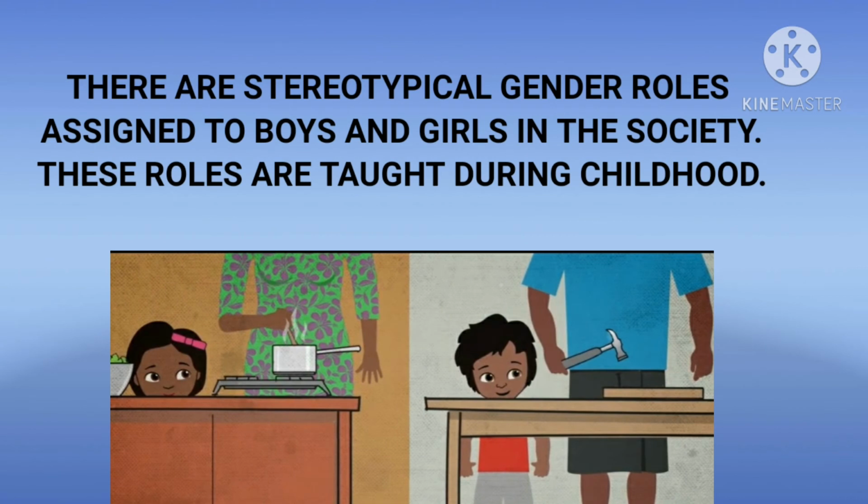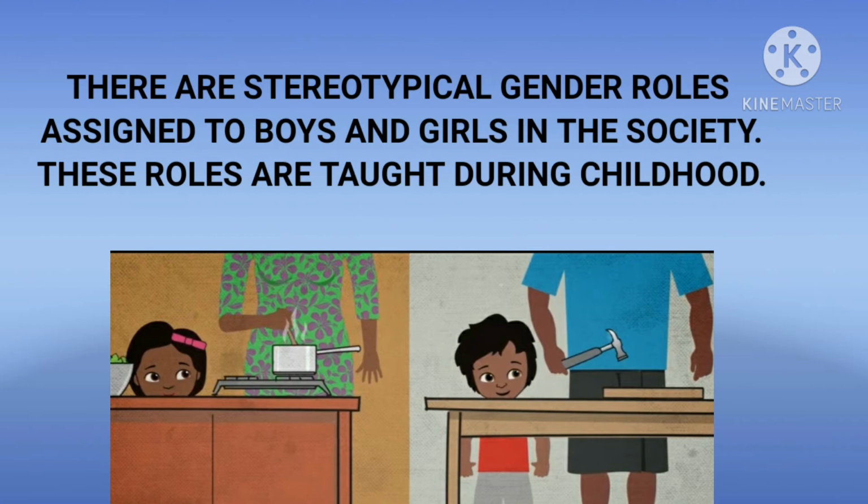Students, there are stereotypical gender roles assigned to boys and girls in society. These roles are taught during childhood. By the age of 3, children tend to be aware of their gender. Stereotypical thinking means when society or people have set ideas and set roles about boys and girls, and they are treated accordingly.